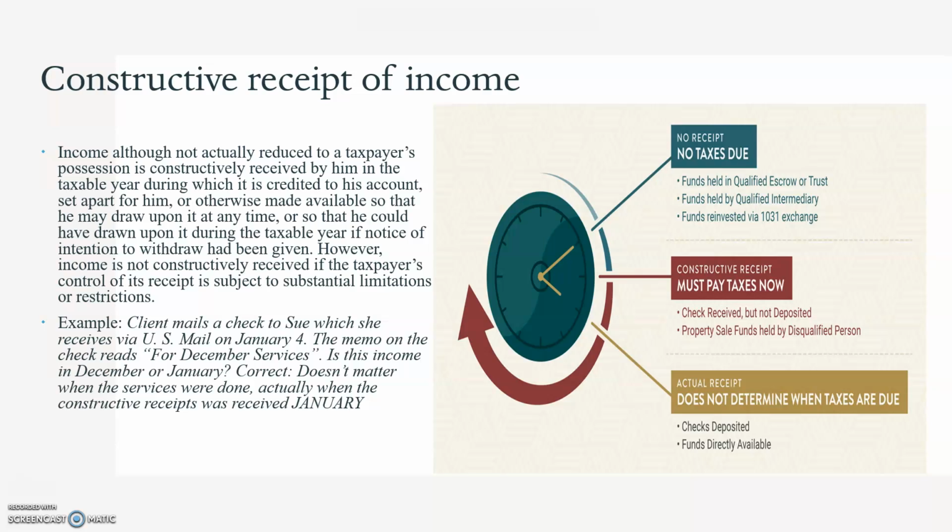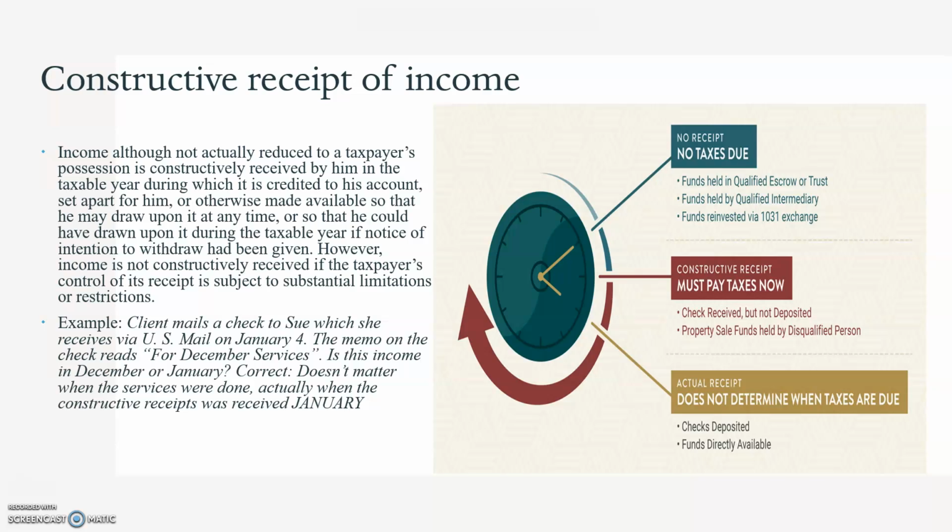Next, constructive receipt of income. If we have no receipt, no tax is due. This covers funds held in a qualified escrow or trust, funds held by a qualified intermediary, and funds reinvested via a 1031 exchange. When it comes to constructive receipt, you must pay taxes now. Examples are a check received but not deposited, and property sale funds held by a disqualified person. And there is one more type: actual receipt does not determine when taxes are due, such as checks deposited and funds directly available.